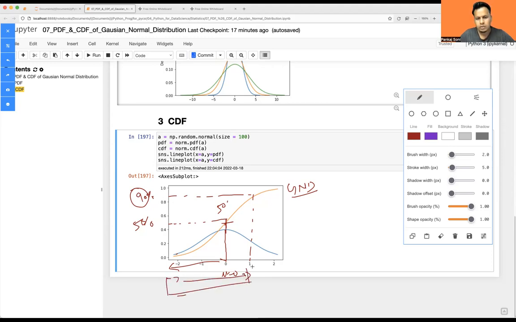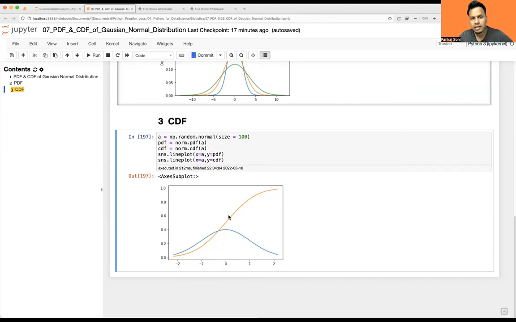So that's how you interpret the data and understand the insight of the data by plotting PDF and CDF. This is what I wanted to show, CDF and PDF of the Gaussian normal distribution. You may not be able to find this for any data which is not following the Gaussian curve. So remember this formula, how to calculate it and how to visualize it.